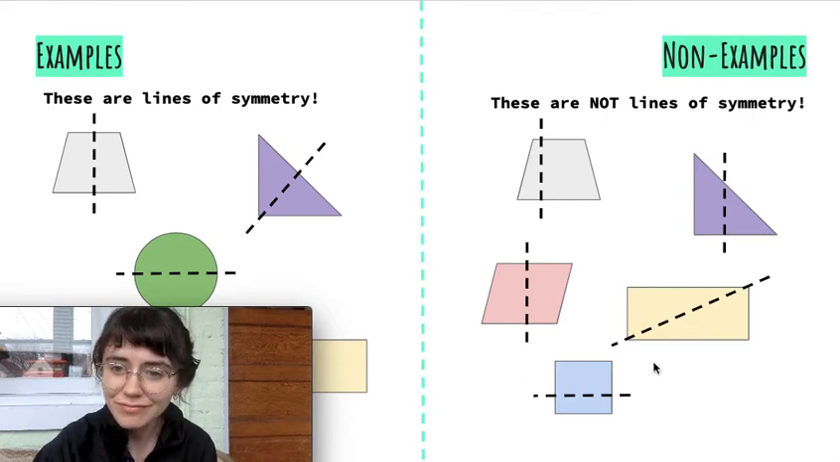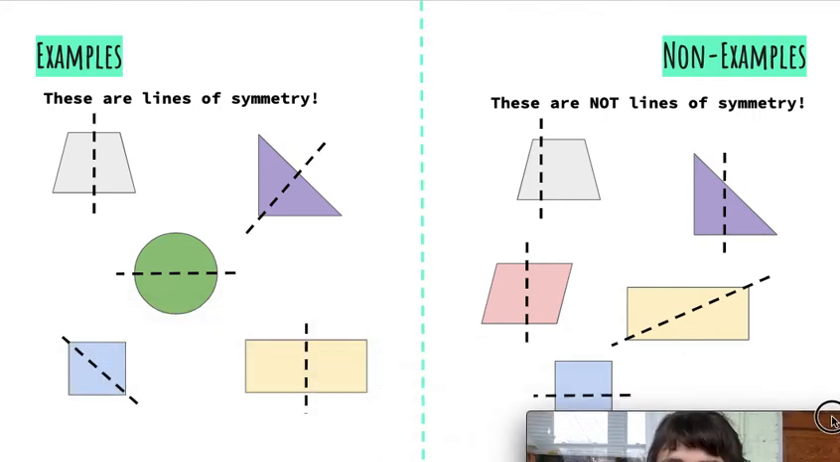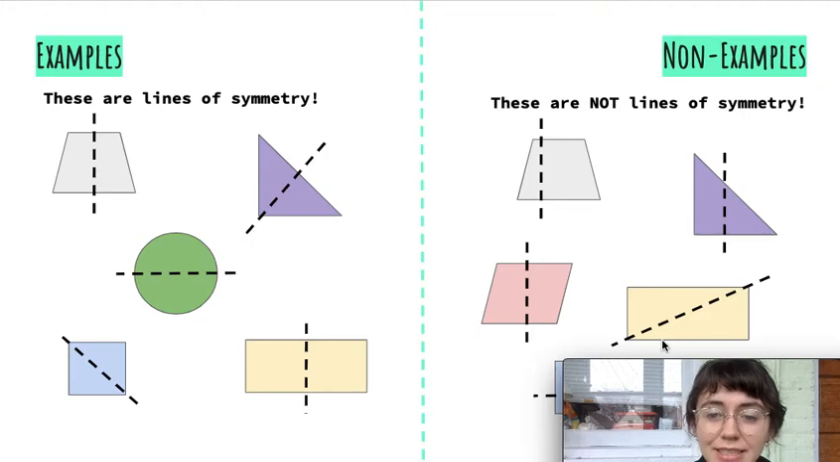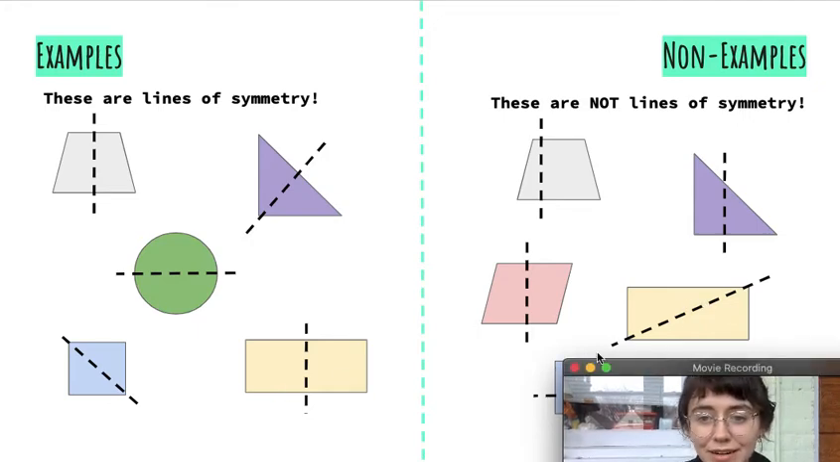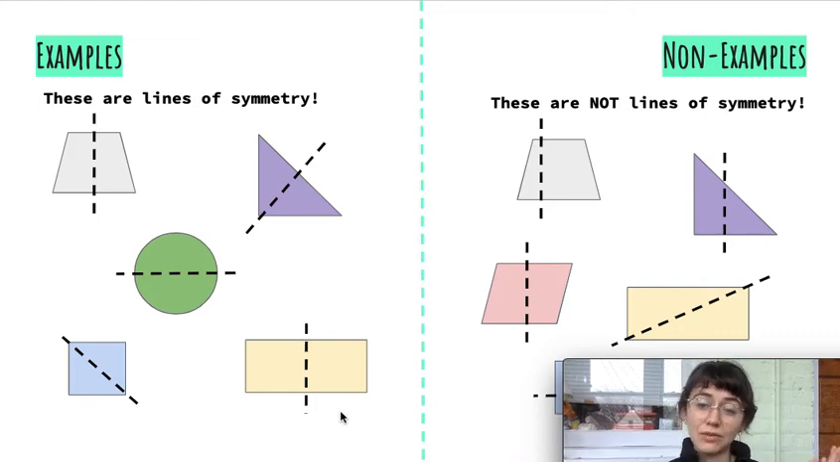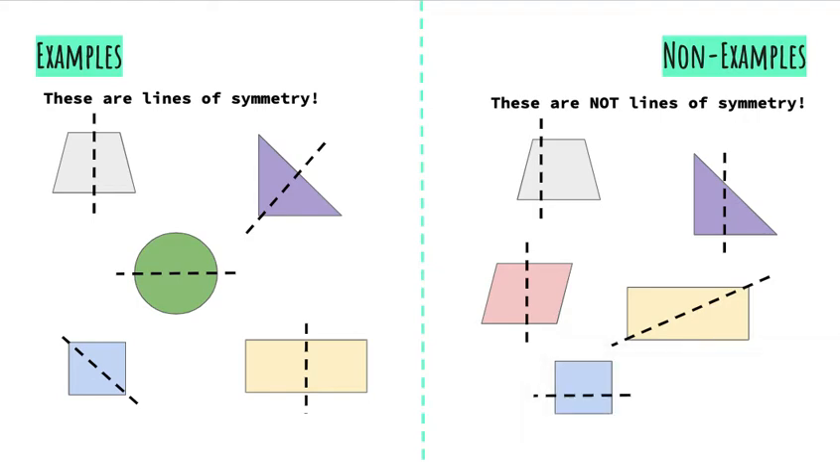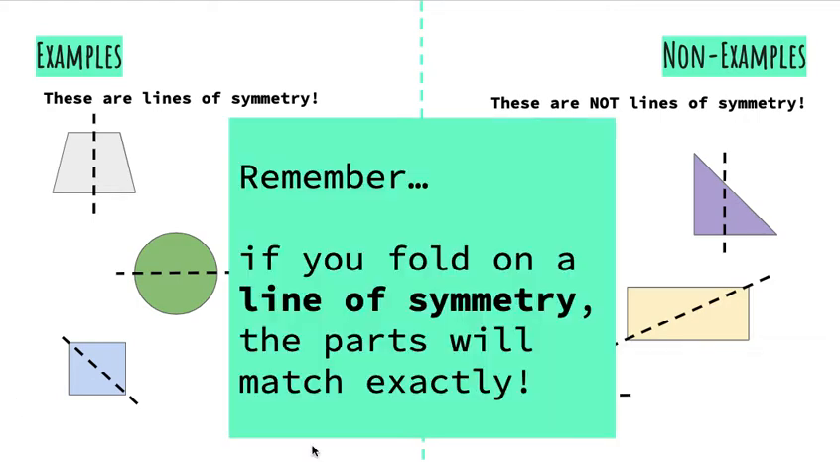All right? So I want you to notice that here in a couple of places, I have the same shape, right? But here, this line that I drew is not a line of symmetry. And over here, this line that I drew is a line of symmetry. And the reason why is because we could fold them and then they'd exactly match. All right. So the big thing to remember is that if you fold on a line of symmetry, the parts will match exactly. So let's take a quick little quiz and see what you have learned so far.